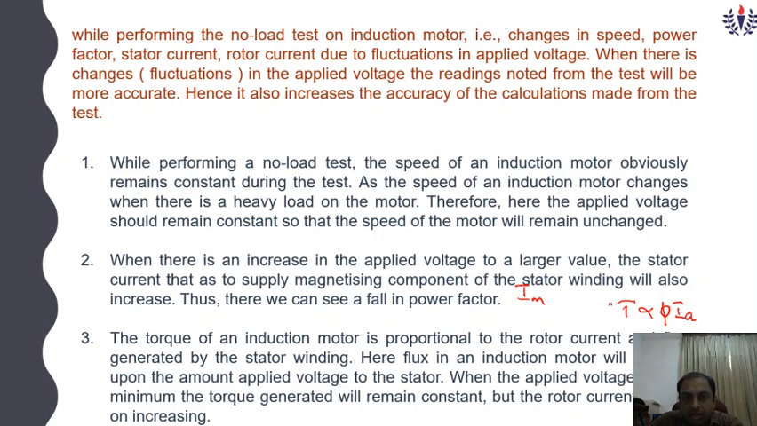The torque is provided by the rotor current and the flux generated by the stator winding, and thus the flux depends upon the applied voltage, because we know flux phi is proportional to V. When the applied voltage is kept minimum, the torque generated will remain constant, but the rotor current will go on increasing. This is the no load test of induction motor.